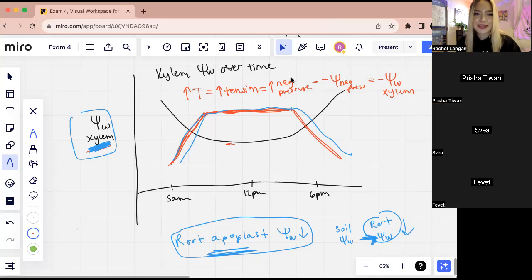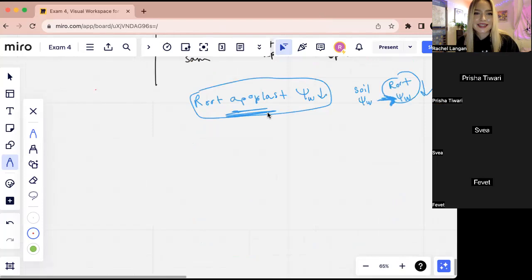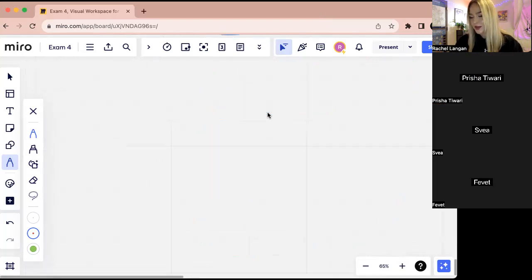Okay, that's it for water movement. So then we can move on to nutrient uptake, which I'm super excited about. When I saw the exam for the first time, I thought the nutrient stuff was extremely difficult. And I told her so, and it's been changed to something that I think is very fair. So I'm back to being excited about nutrient uptake.